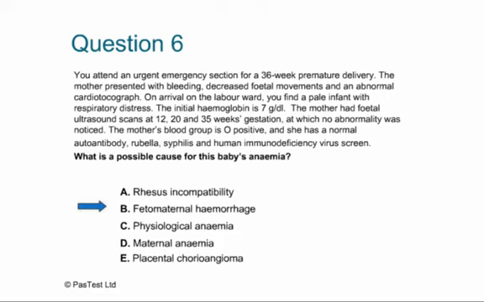Rhesus incompatibility, though a cause of anemia, is unlikely in this instance as the mother's blood group is O positive with negative antibody test. Severe maternal anemia is likely to result in a growth-restricted infant rather than produce neonatal anemia. The next couple of slides go through the causes of anemia in the neonatal period.